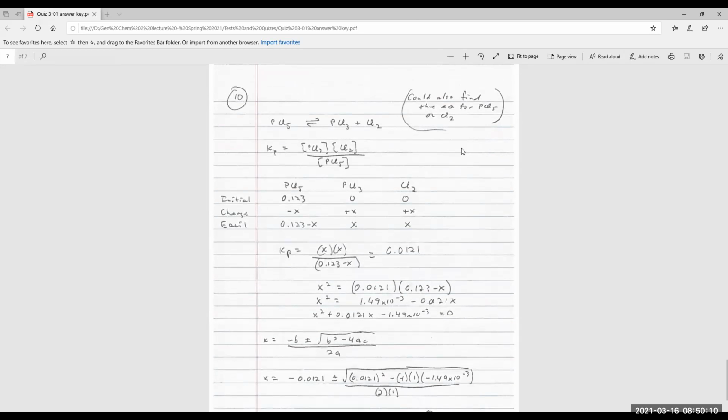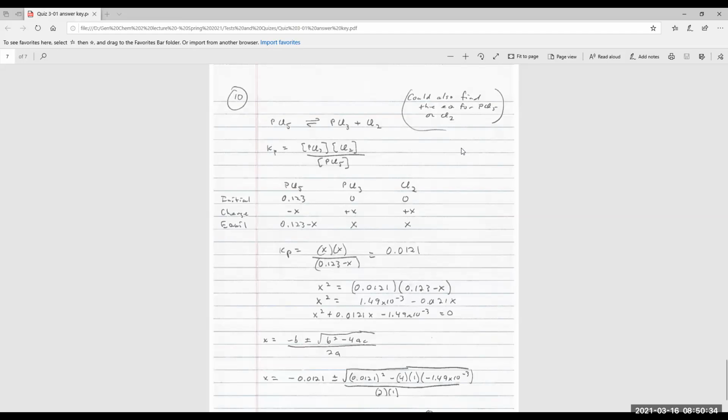Okay, so just as we did on the earlier problem, we have our equation. We were actually given that in number 9. So we have our reaction equation. We then write our equilibrium expression. Once again, that's products over reactants. So we have PCl3 times Cl2 divided by PCl5.